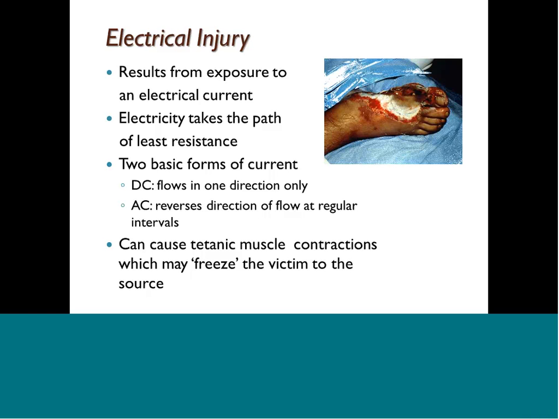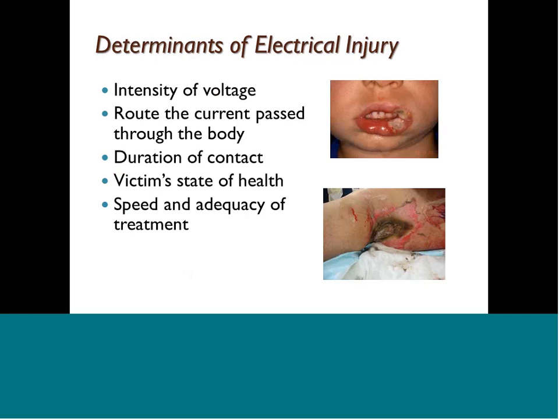There are two basic forms of current: direct current and alternating current. Direct current only flows in one direction, whereas alternating current reverses direction of flow at regular intervals. An electrical injury can cause a tetanic muscle contracture, where the person can be frozen to that source. So if you're ever a first responder with a person that has an electrical injury, make sure that the electric current is off to that patient before you touch that patient, or else you're going to end up completing that circuit and you're going to end up with an electrical injury too.